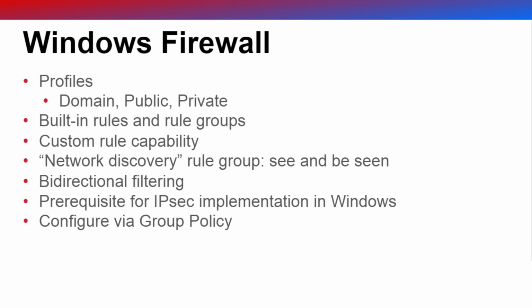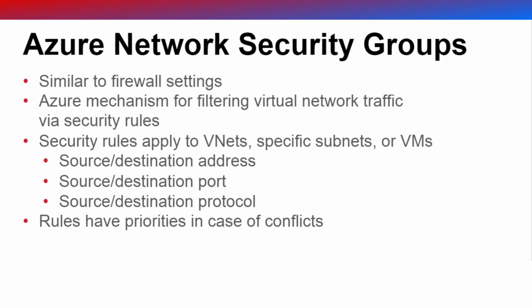We can also configure the Windows Firewall with group policy, which is very nice. And we can deploy that configuration so we don't have to worry about configuring individual systems. We can just deploy the settings via group policy on a site, domain, or organizational unit basis. So that's the Windows Firewall. Now, in the cloud, it's been around for many years. You've all probably played with it. But in the cloud, we have a similar capability, but it's got a different name.